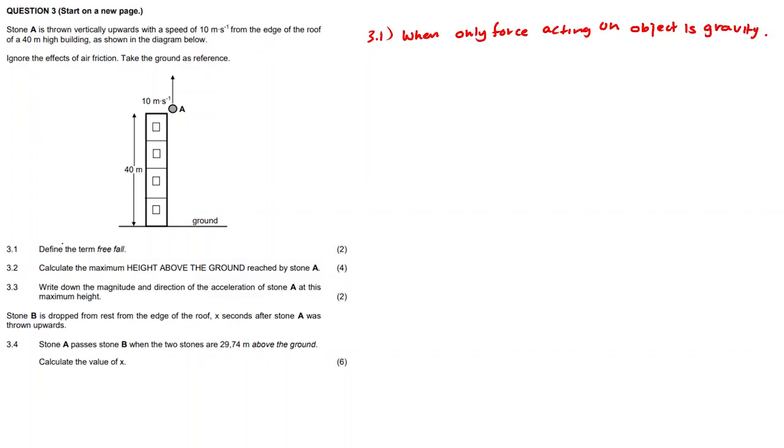Question 3.2. Calculate the maximum height above the ground reached by stone A. In order to calculate the maximum height, we can use the equation Vf squared is equal to Vi squared plus 2a delta x. Or you could say delta y, whichever variable you want to use. We know at the maximum height, the final velocity is 0, the initial velocity being 10, a being negative 9.8, and delta x.